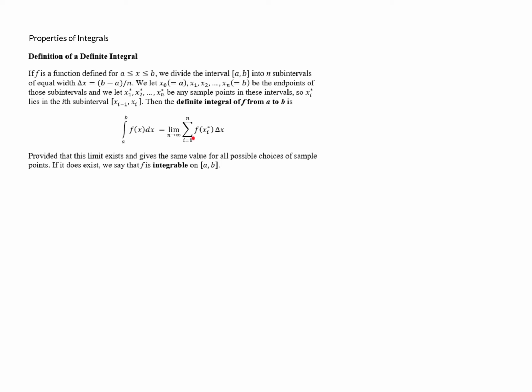It was a limit of Riemann sums, provided that this limit exists and gives the same value for all possible choices of sample points. If it does exist, we say that f is integrable on the interval from a to b, meaning we can integrate it on that interval. Now, I think the only bit that's really new here is this last bit, provided that this limit exists and gives the same value for all possible choices of sample points. There are some very weird functions that might not give the same value for all possible choices of sample points.